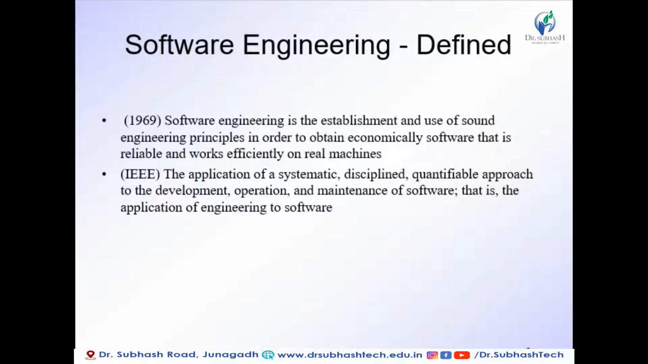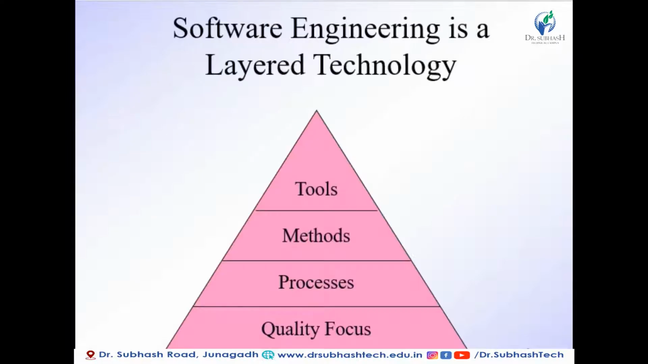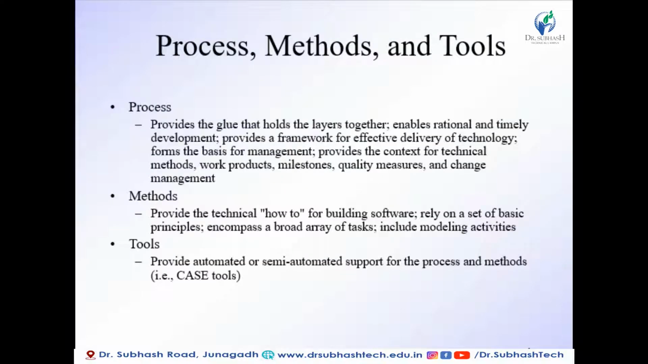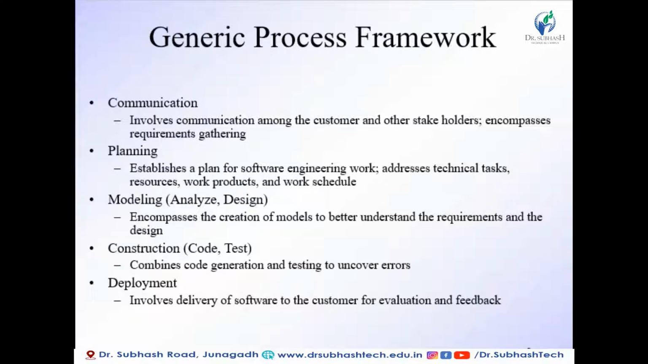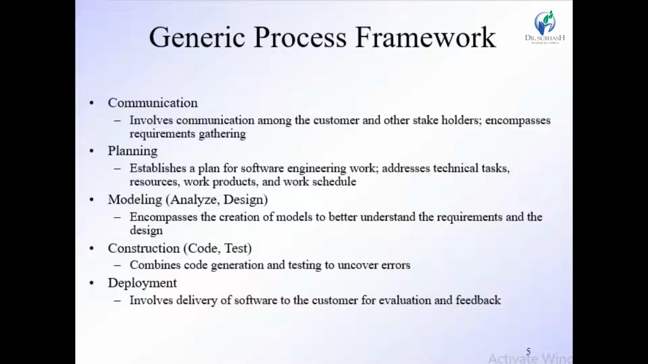We have seen the different definitions of the software processes. We have seen the layered technology of the software engineering process, that is quality, process, methods, and tools. We have already seen that, so we are not going into the detail again. What is more important is the generic process framework. I would like to recap it in detail again, because this is the very foundation, a very fundamental part of the software engineering subject.